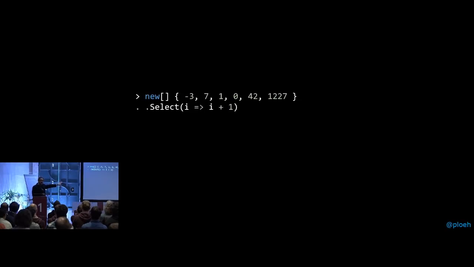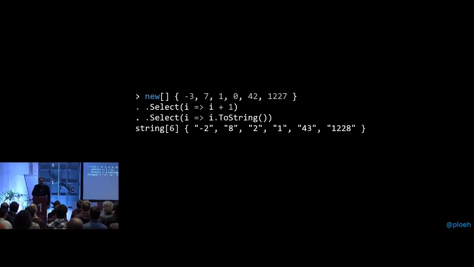That produces a new array, or a new IEnumerable at least, and then you can move on and do another select, and that turns all the numbers into strings, and now you have yourself an array of strings. So you know this already. If you've ever done C# programming, you've been doing this for more than 10 years. LINQ has been around for a long time.